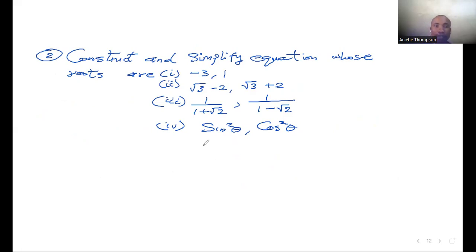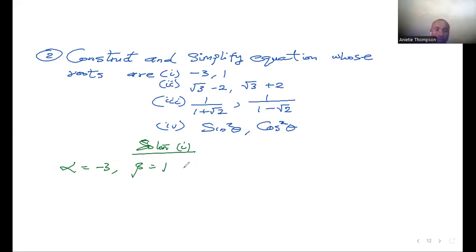So you are given roots. This time alpha is given, beta is given. So the solution for I, that's the first one: alpha is equal to minus 3 and beta is equal to 1.